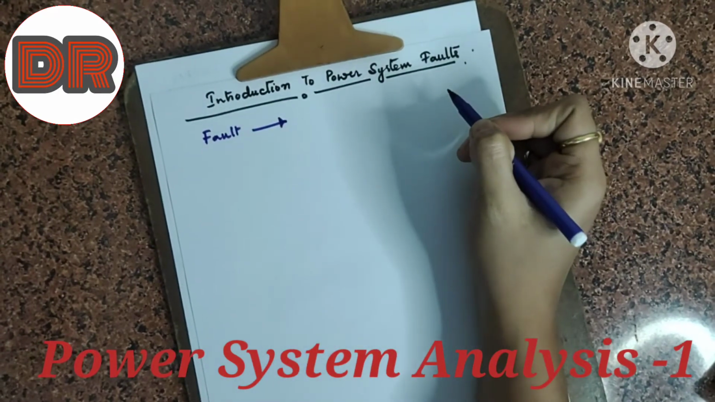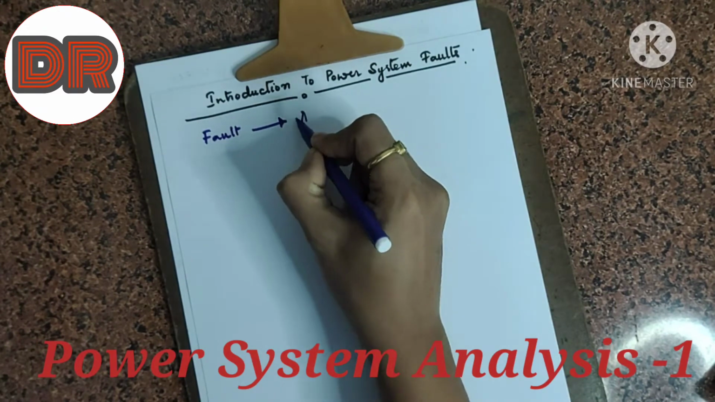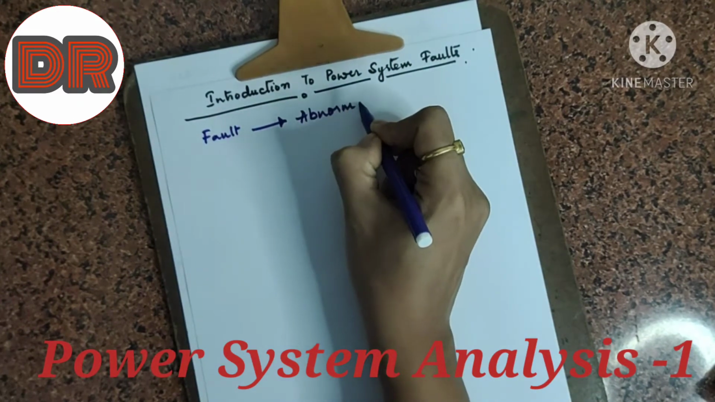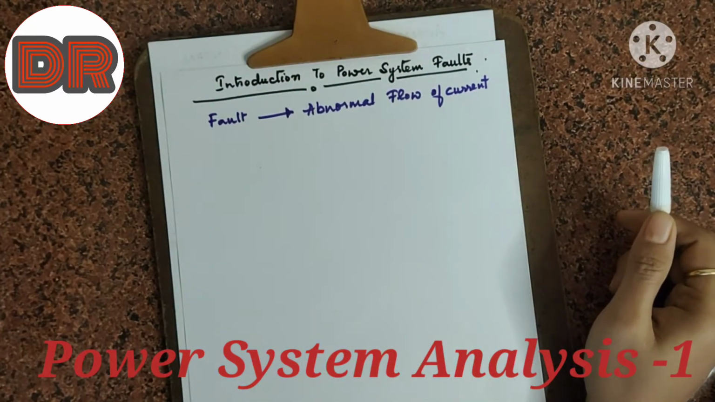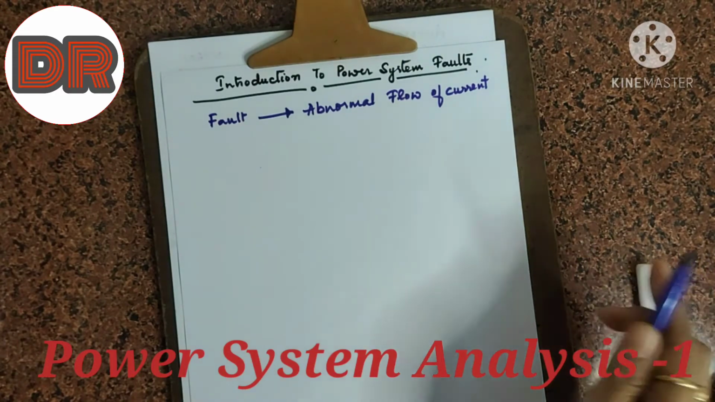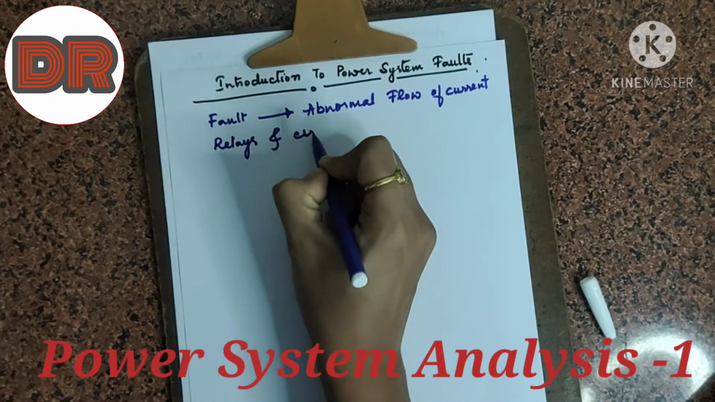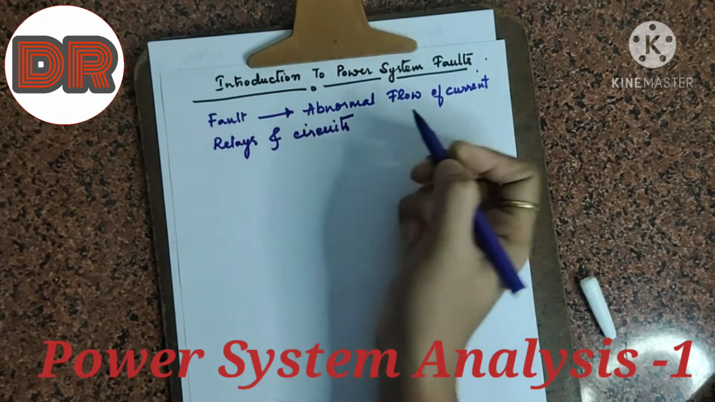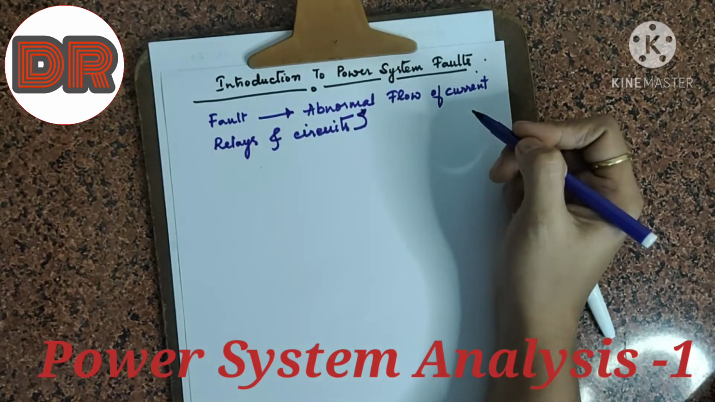When there is a fault, the normal flow of the current will be disturbed, or I can say a fault leads to abnormal flow of current in the system. This abnormal current can damage the components, and hence the fault must be cleared immediately by disconnecting the faulted part of the power system. This can be done with the help of relays and circuit breakers. With the help of these devices, we can clear the faulted part of the power system.